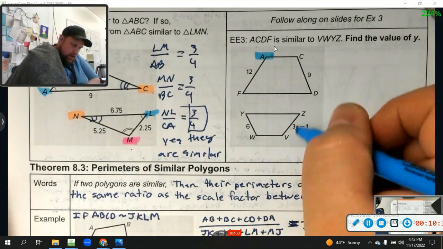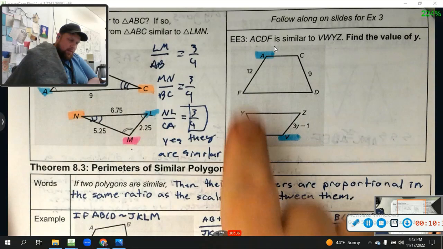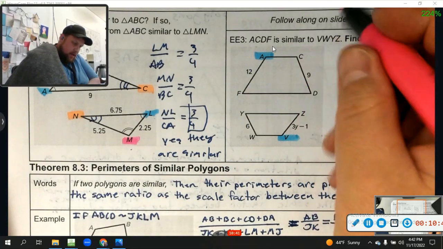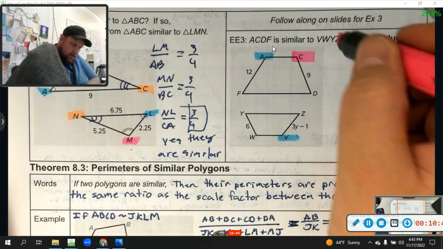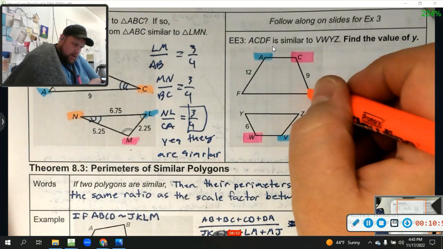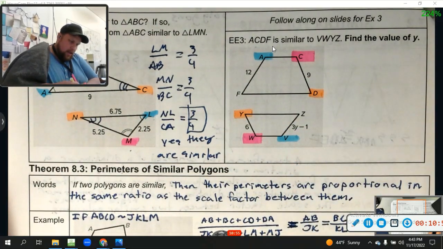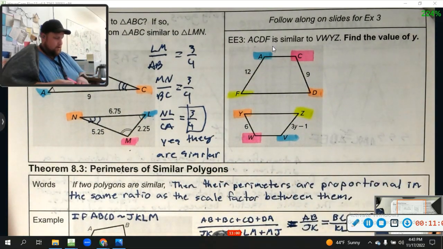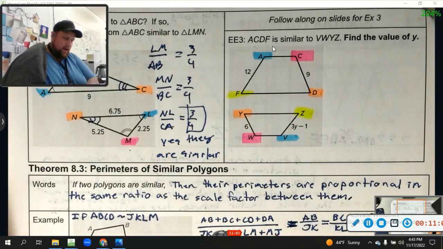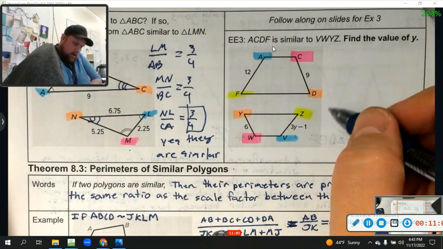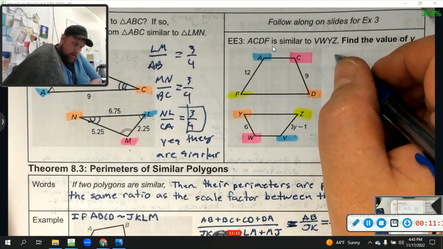Find the value of y. Well, if they're similar, then I know that AF over VZ should be equal to CD over WY, correct? So let's plug that in. AF is 12 over 3y minus 1 should be equal to CD is 9 over 6.